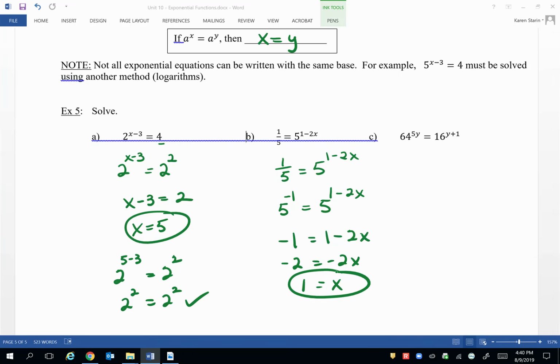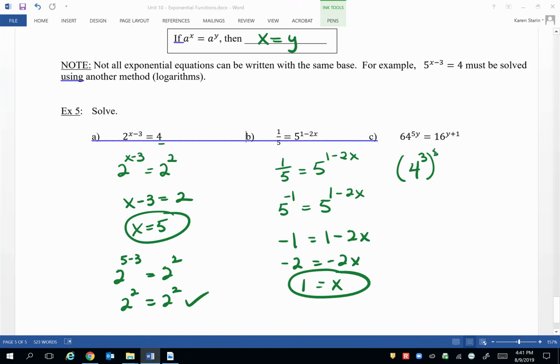Now part C, 64 to the 5y equals 16 to the y plus 1. So you guys are going to get better at recognizing that we can write 64 in base 4 and 16 in base 4. Well, how do I get to 64 by multiplying 4 how many times? Well, 3 times. 4 times 4 is 16, times 4 again is 64. So 64 in base 4 is 4 cubed.